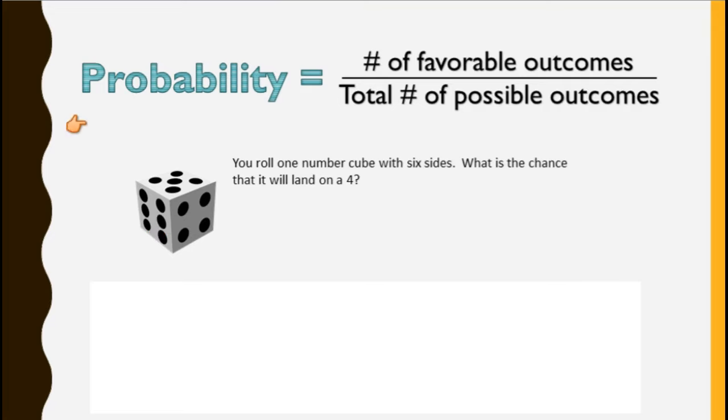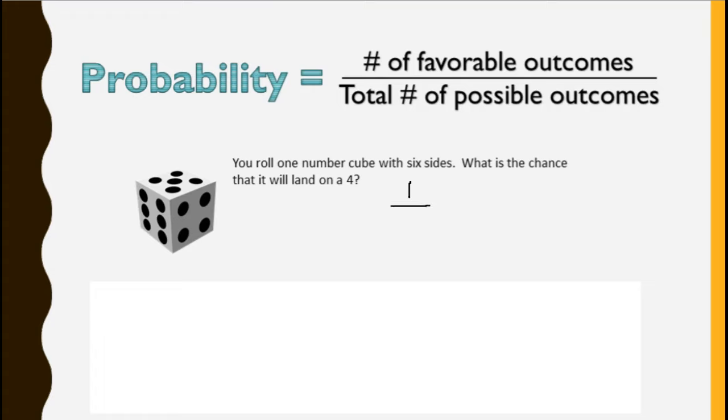Well, the way to write that as a number, a probability number, is on top you want the number of favorable outcomes. And that's just a fancy way of saying what they're asking for. So what they're asking for is what's the chance of it landing on 4. So landing on 4 is the favorable outcome. Okay, so how many 4s are on a number cube or on a die? There's only one, right? So we're going to write 1 on top because that's the number of favorable outcomes.